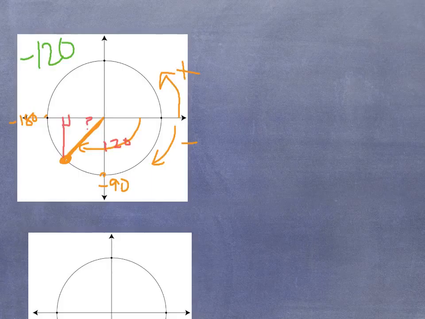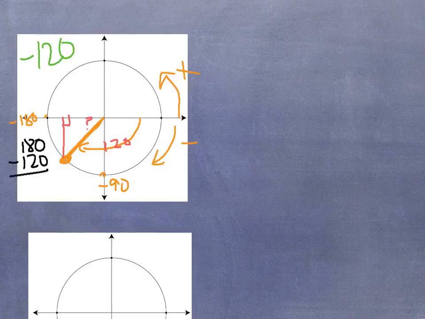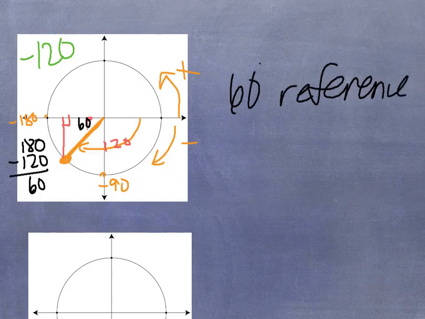Hopefully you're trying these on your own. That's the way that you're going to get better and be successful. We didn't quite go 180 degrees, we only went 120, so that would leave a 60-degree reference angle left over.